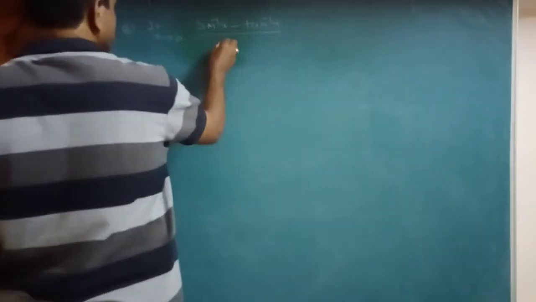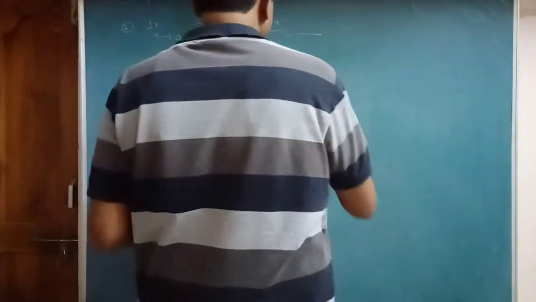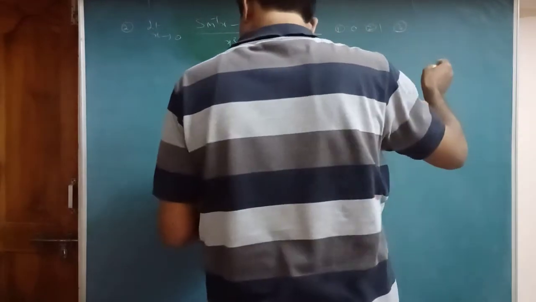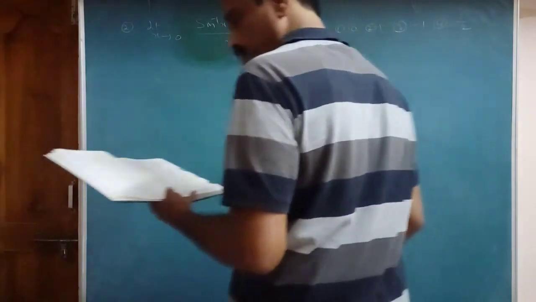Next one. Limit x tends to 0 of (sin inverse x minus tan inverse x) divided by x cube equals? So first option is 0, second option is 1, third option is minus 1, fourth option is 1 by 2.